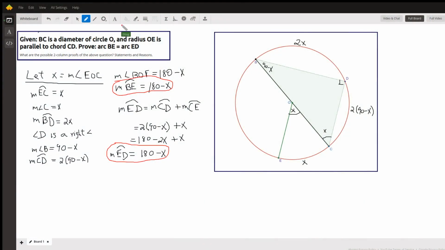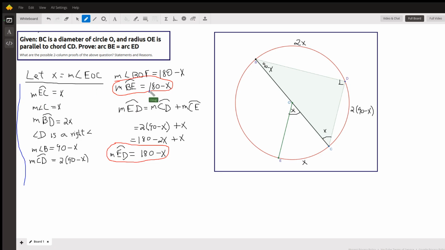Okay, here's one diagram that indicates the given information. We've got a circle with center at O, diameter BC. We've got a chord CD, and we have a radius that's parallel to chord CD, radius OE. And I'll supply the reasons for these statements, but I didn't write them down.